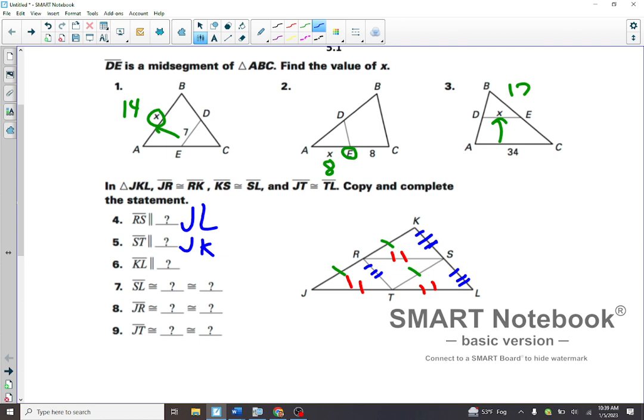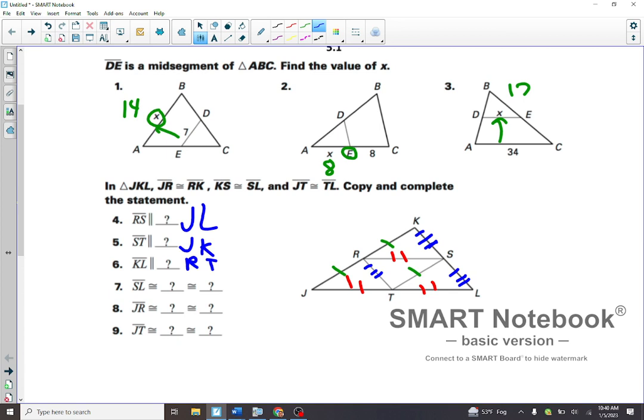Now KL is the outside line. You cannot use KS or LS because that's actually the same line. The only one you could use is RT. Good. And I already marked for 4, 5, 6, they're parallel, same direction, parallel makes sense. 6, 7, 8, 7, 8, 9, I already marked them all.